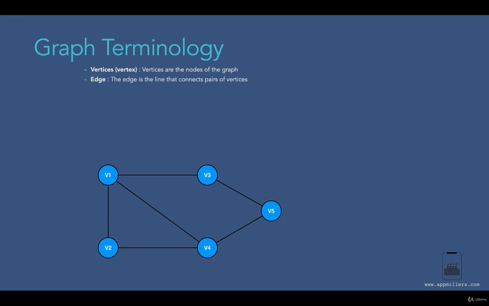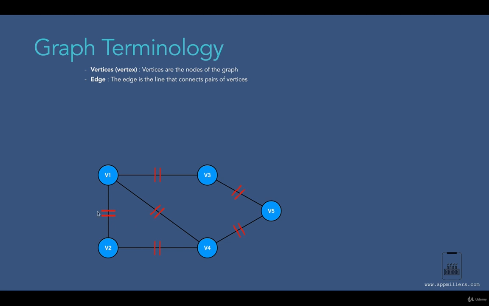The edge is the line that connects pairs of vertices. So as we mentioned before, we have 5 vertices over here. So as you can see, in between some vertices over here, we have edge. So these lines over here are called edges. So here again, in our case, we have 5 edges over here.